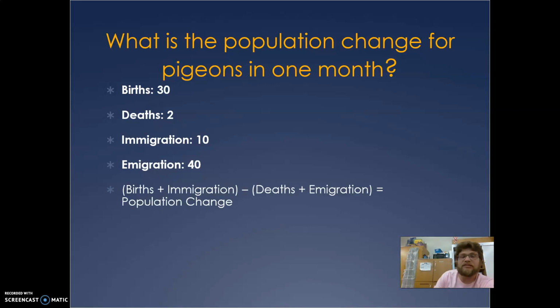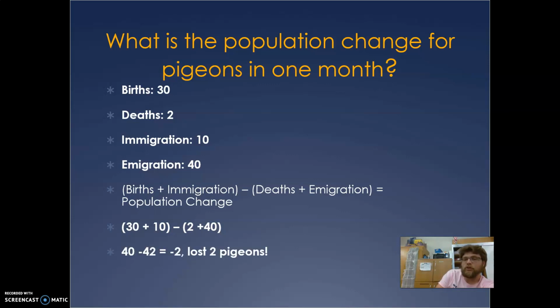And so you quantify these numbers, and you do some math. You're going to add up births and immigration, so 30 plus 10, and subtract it from deaths and emigration, 2 plus 40. So 40 minus 42 gives us -2. Clovis East lost 2 pigeons in this fictional example. So the population hasn't changed much. You come back to school and you go, looks about the same. The 4 measures we used, they kind of balanced out.